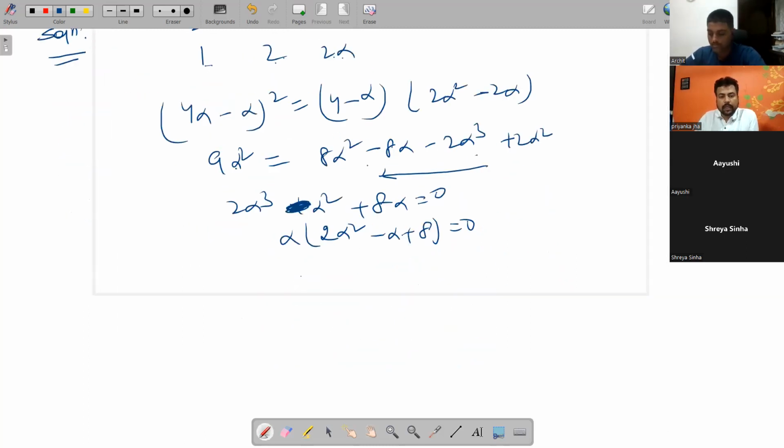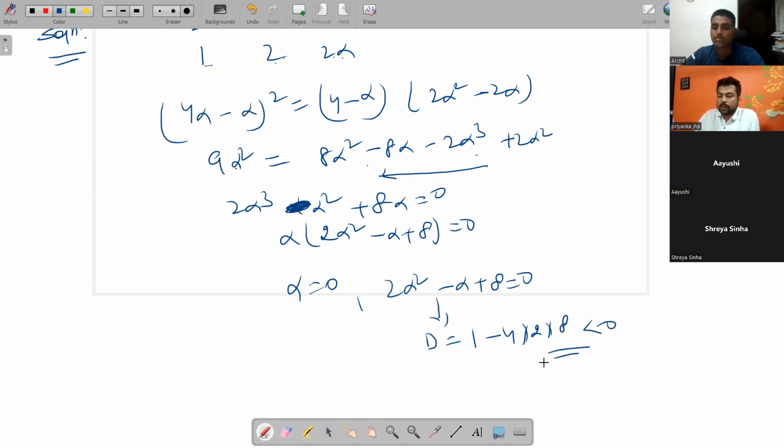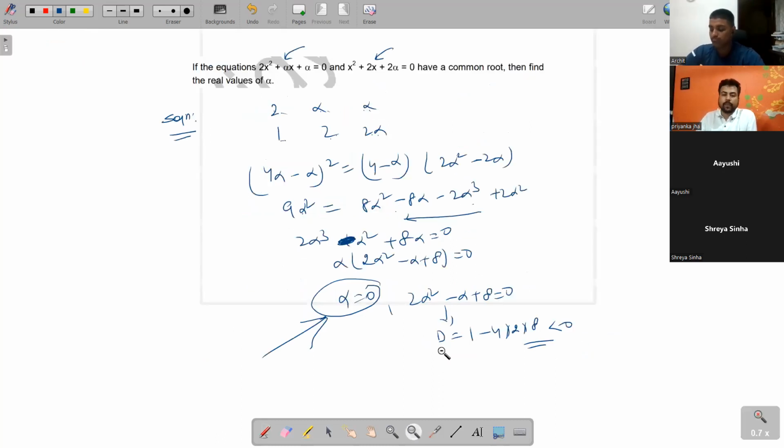So either alpha can be 0 or 2 alpha squared minus alpha plus 8 equal to 0. You can see, if you find the discriminant of this quadratic, this is b squared minus 4ac. Discriminant is negative, so no roots will be real, right? So no alpha exists here. So alpha has only one value, that is 0. So this is your answer.